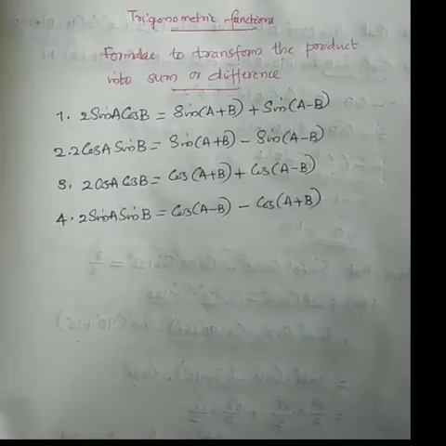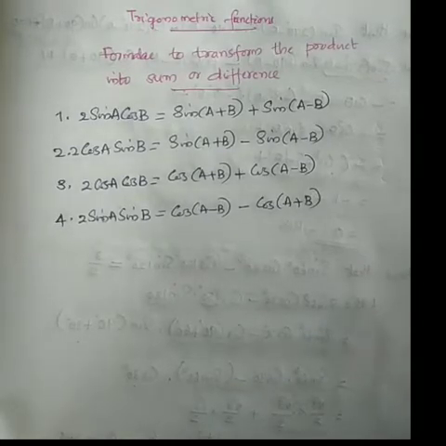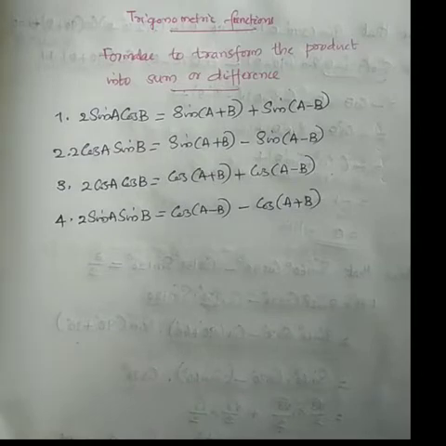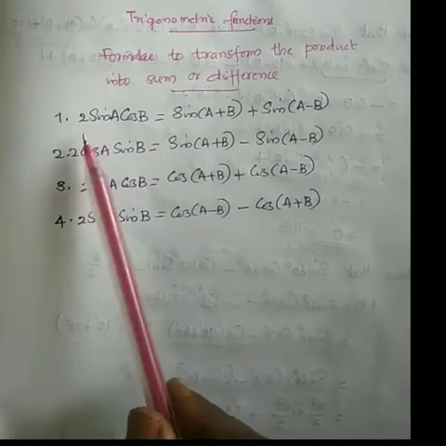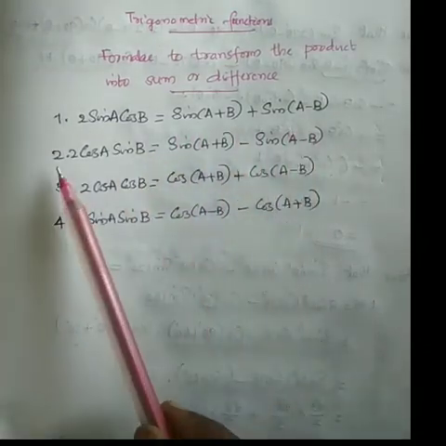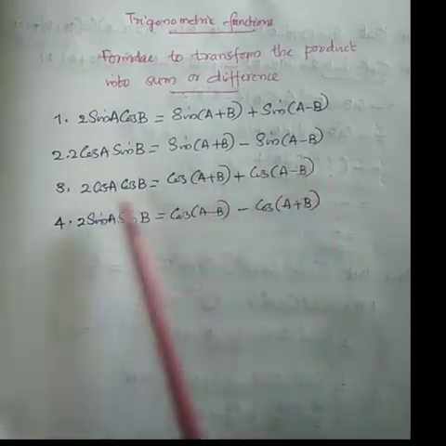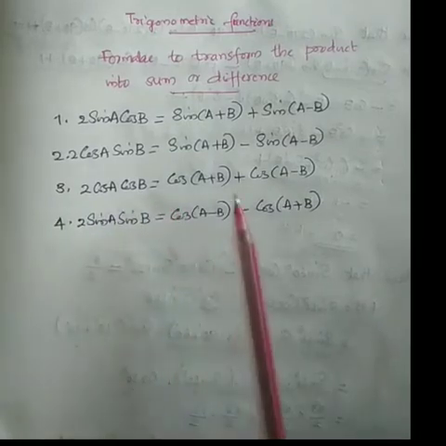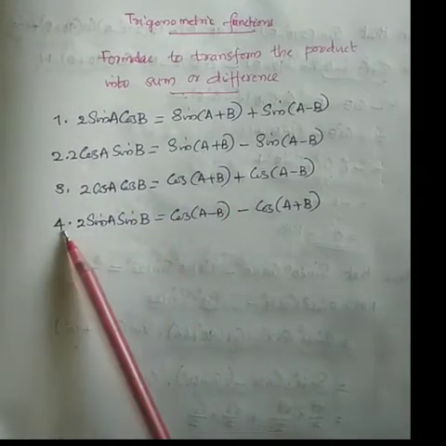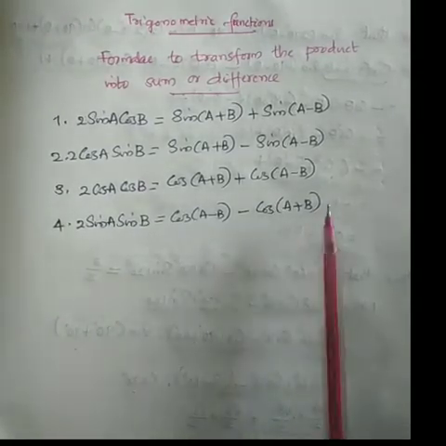Welcome. In this class, we are going to do some more practical examples related to trigonometric functions. For that, some formulas. Formulas to transform the product into sum or difference: 2 sin A cos B is equal to sin(A+B) + sin(A-B). 2 cos A sin B is equal to sin(A+B) - sin(A-B). 2 cos A cos B equals cos(A+B) + cos(A-B). 2 sin A sin B equals cos(A-B) - cos(A+B).